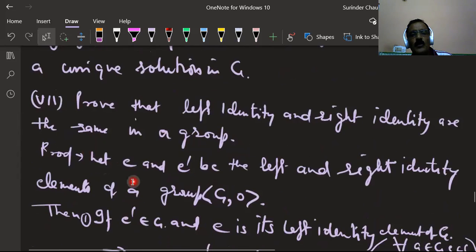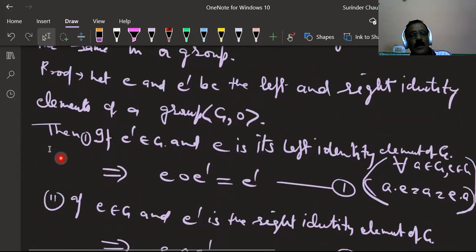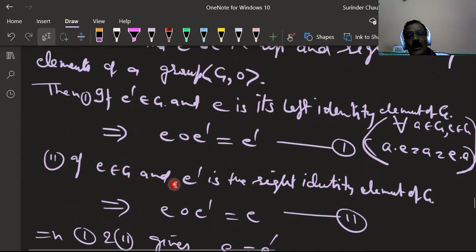Again, let us prove that. Let E and E dash be the left and right identity elements of the group G, with the composition circle. Then first, if E dash belongs to G and E is its left identity element, then E composition with E dash is equal to E dash. Similarly, if E belongs to G and E dash is the right identity element, then E composition E dash is equal to E.